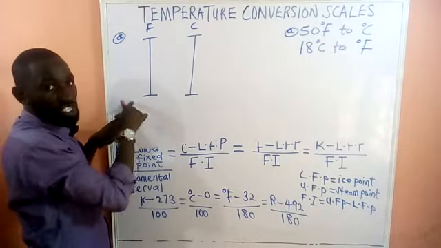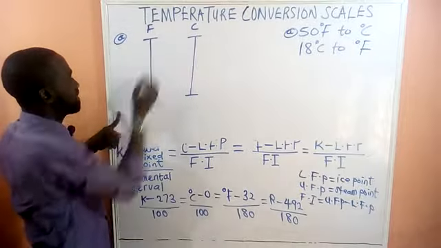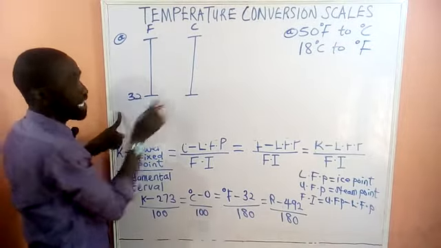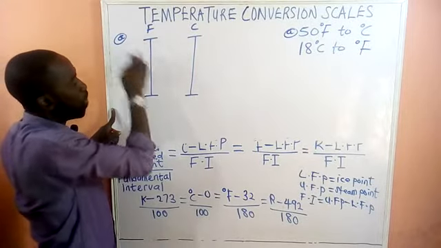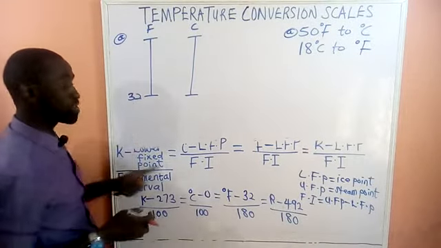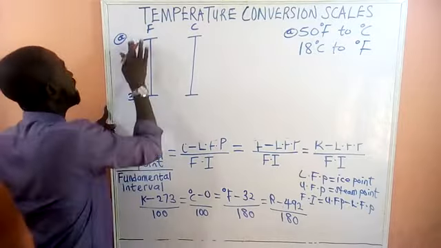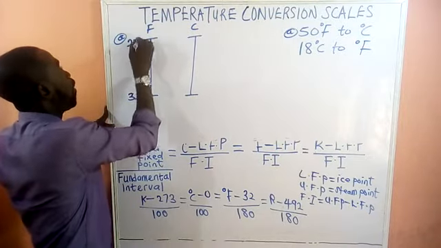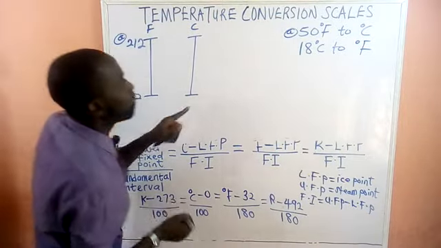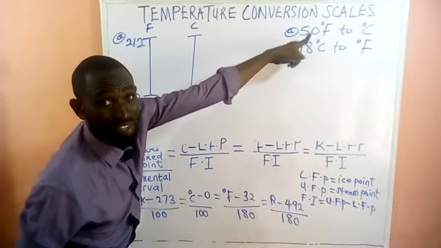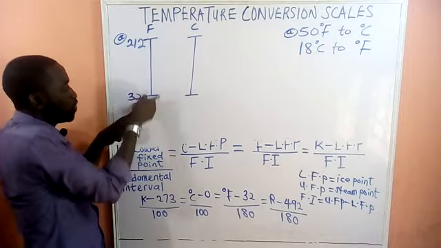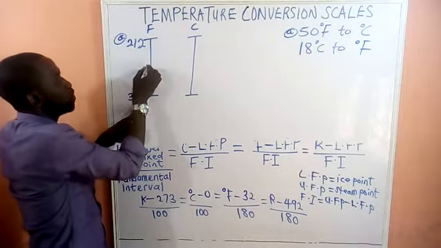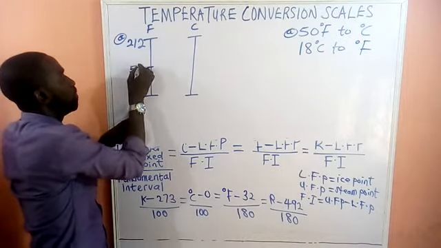Now, what is the lower fixed point of a Fahrenheit scale? That is 32. Look at the way I want to solve the question. Okay, what is the upper fixed point of a Fahrenheit scale? That is 212. Now we are given 50 Fahrenheit. So after the 2 we must see 50. Are you with me? After the 2 we must see 50. Okay, so here I can put 50 degrees here.